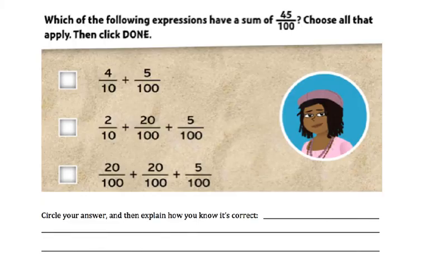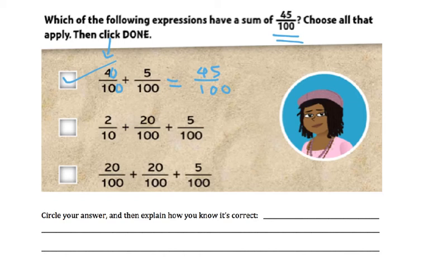Alright, same type of question. Which expressions have a sum of 45 hundredths? Well, let's check them out. This first one starts off with 4 tenths. I know that 4 tenths is like 4 dimes, which is the same as 40 hundredths. And then 40 hundredths plus 5 hundredths equals 45 hundredths. So it looks like that first expression does have a sum of 45 hundredths.